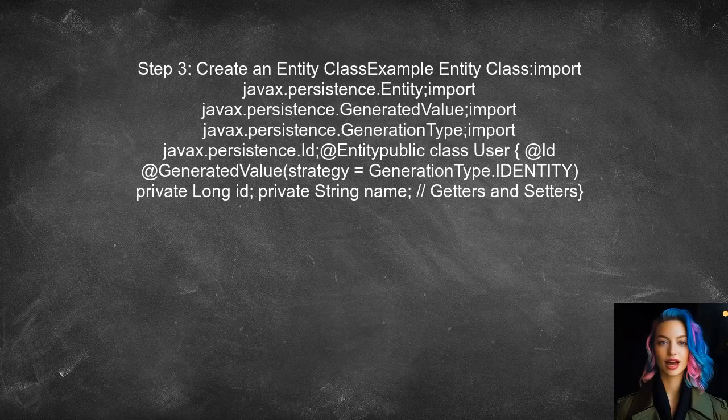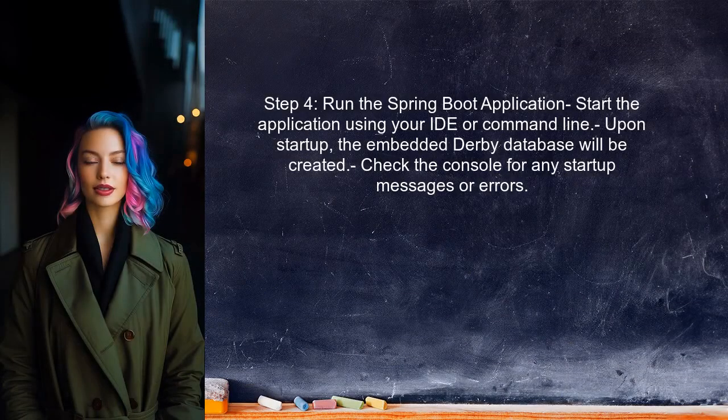Now, the user should create an entity class to represent the data model. This class will be used by Hibernate to interact with the Derby database. Finally, the user can run their Spring Boot application. Upon startup, the application will create the embedded Derby database and the specified tables based on the entity classes.